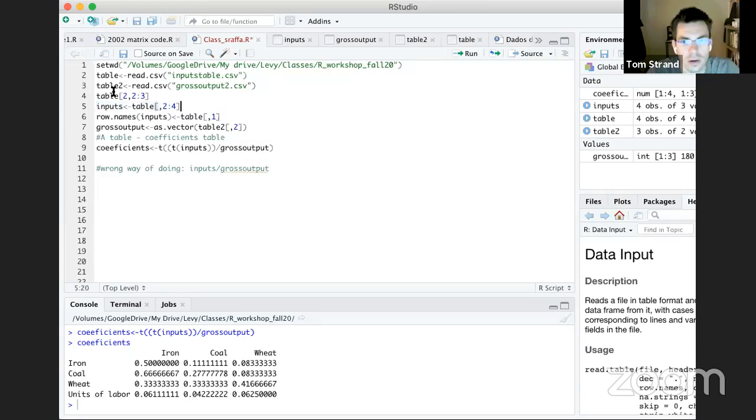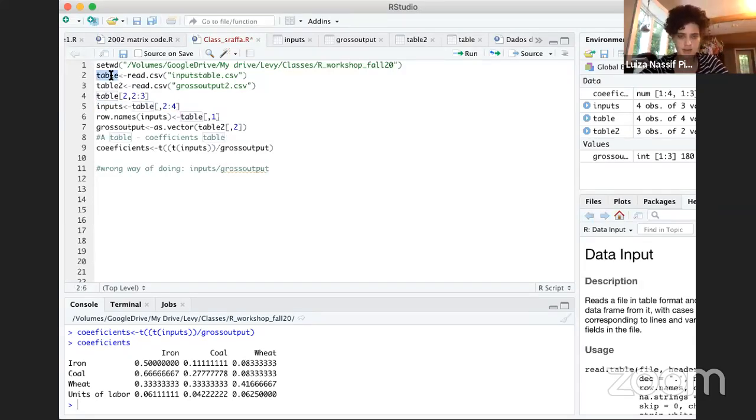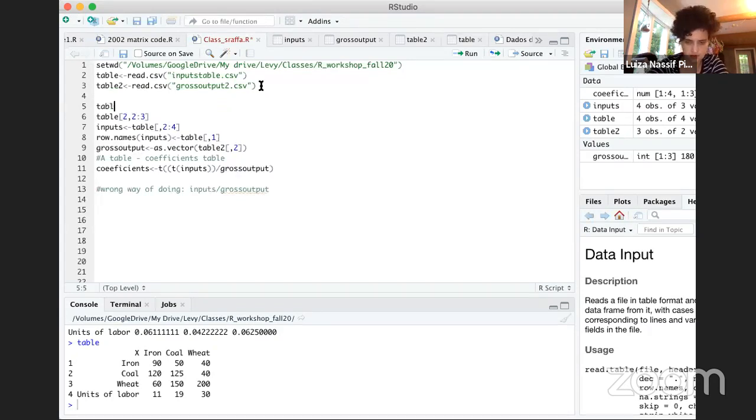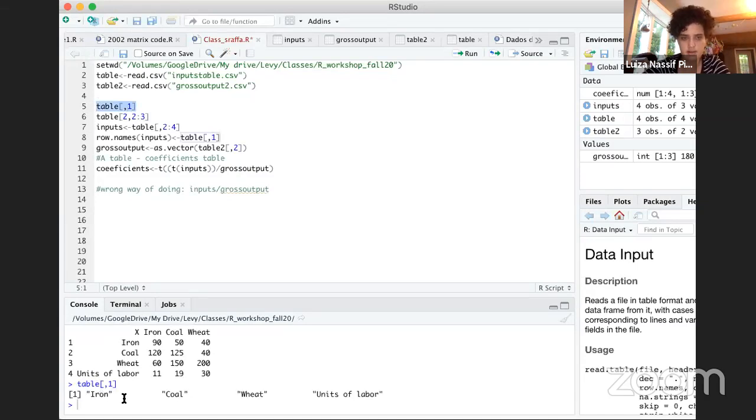So what I'm doing here, look at my table. The first column of it is the names, right? So I have the first column of this table, which I can call upon. If I do table, all rows, first column, this is what it looks like.